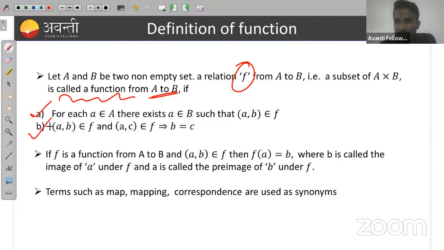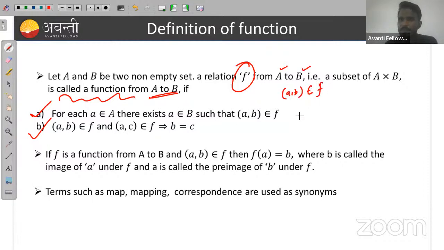In the case of a black horse, as I told, its skin tone must be black. Similarly, it's a relation, and again it needs to satisfy two simple conditions. The first one is: for each a in A, there exists b in B. If you take any element in the set A, the first set, there must be some element in B such that the ordered pair (a, b) belongs to F. If you choose any element from the first set, then definitely there must be a small b in the capital B, the second set, such that the ordered pair (a, b) belongs to the relation F.